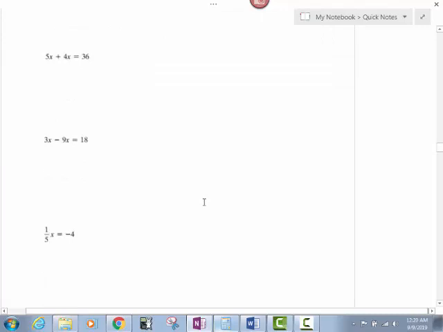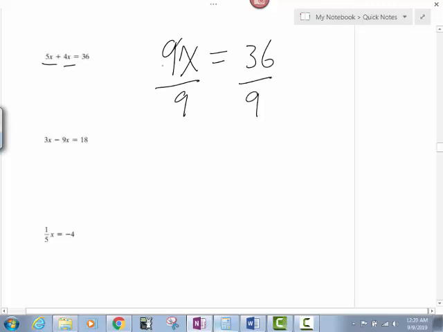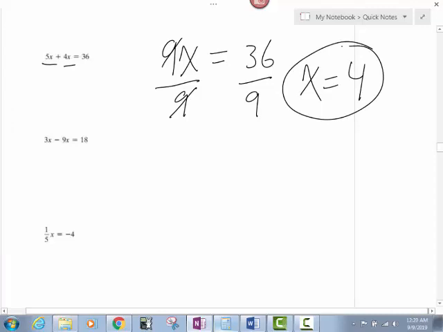Okay, so for the next problem we have here, 5x plus 4x, let's add those together. Now we have a 9x equals 36. We can go ahead and divide both sides by the number 9 so that we get the x by itself. And 36 divided by 9 just leaves us with 4. I'll do the same thing here for the next problem.